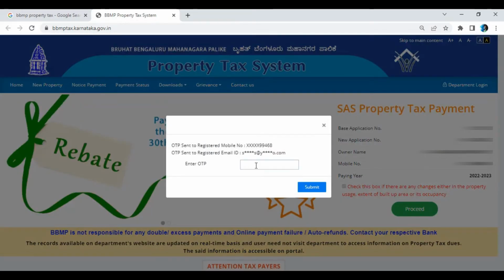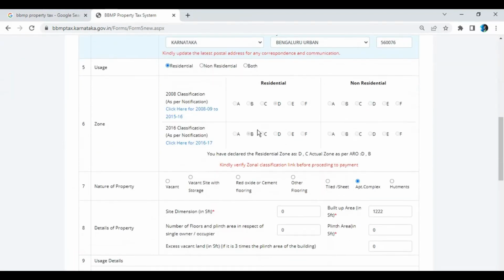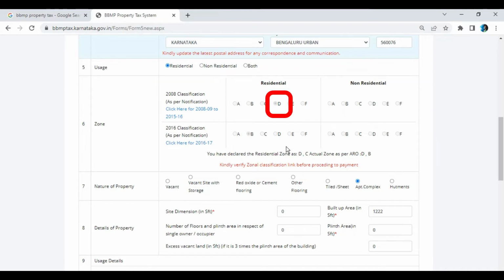So I log in, I get my OTP, I went into the system, and now when I look at it, I can see that the zone classification, the old one and the new one, are automatically populated here. In 2008 onwards, it was classified as zone D, and in 2016 onwards, it's classified as zone B. So DB is what they are calling my property. You can also see a note over here which says that you had chosen it as DC, which is D in 2008 and C 2016 onwards. But the ARO, the revenue officer, thinks that it should be DB, as in D in 2008 onwards, B 2016 onwards.